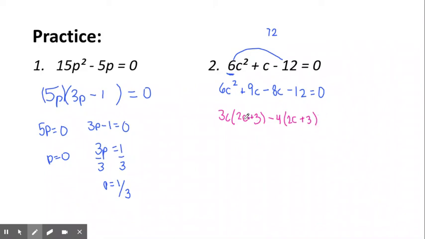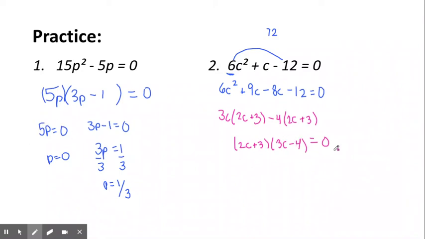Our last step is because they have a common factor of 2c plus 3, I can pull that out. And then in our second set of parentheses is what's left over. What's left over is going to be a 3c from that first part and then a minus 4 from the second part. And then remember, I've just been copying down that equals 0 the whole time. So that equals 0. Once we do that, we're kind of up to this part here now.